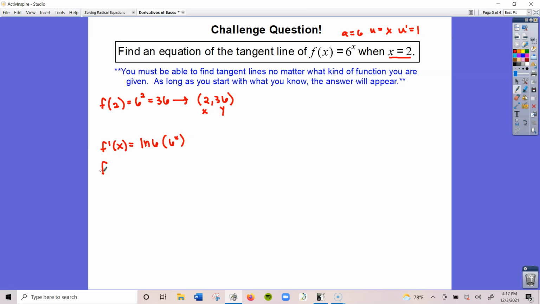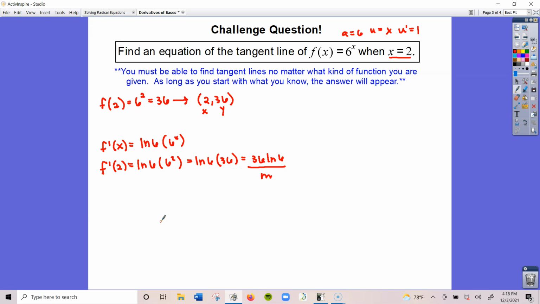Now we're going to plug in 2 so we can get the slope when x is equal to 2. And that's going to be the ln of 6 times 6 squared, which gives me the ln of 6 times 36, which I can rewrite as 36 ln of 6. I don't know what this number is, so I'm going to keep it just like this. This whole thing is my slope.